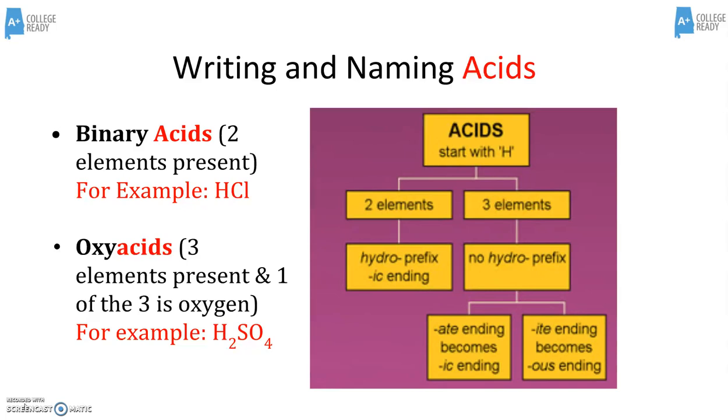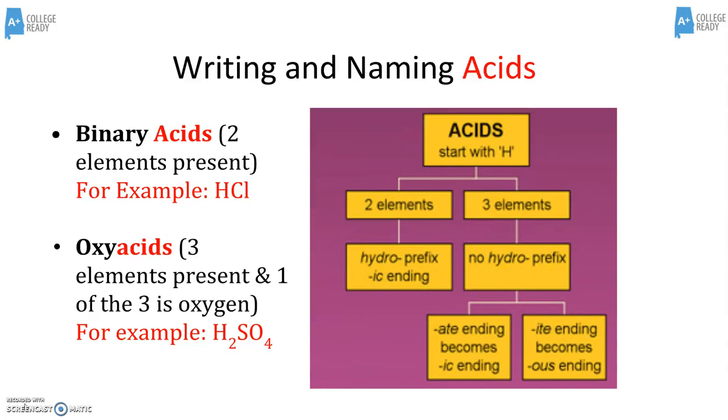There are 2 categories, if you look at your chart. There are binary acids, which simply means 2 elements in the compound or molecule. And then there are oxyacids, which have 3 or more elements, and one of those will always, of course, be oxygen.